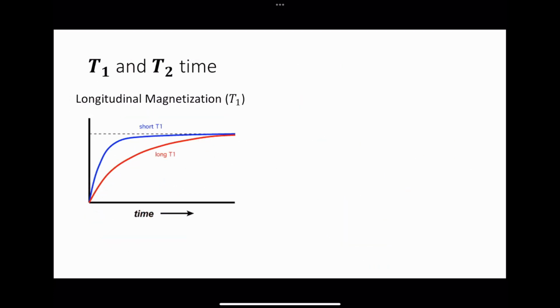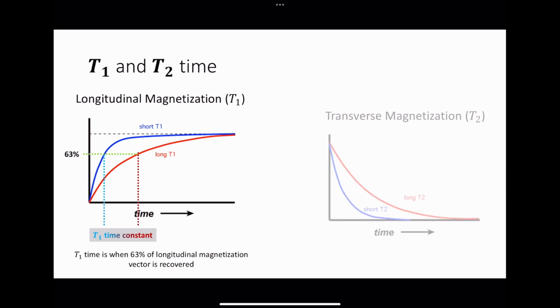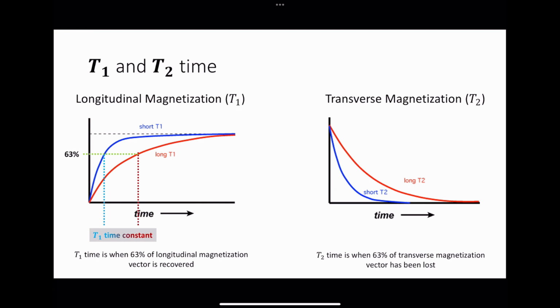Since recovery occurs at an exponential rate, the rate of decay is measured with two main checkpoints, which are T1 time and T2 time. As you can see here, T1 time is shown and explained on the left with the use of a graph showing the difference between a signal with a short T1 versus a signal with a long T1. T1 is when 63% of the longitudinal magnetization vector is recovered. T2 time is shown on the right and is when 63% of the transverse magnetization vector has been lost.